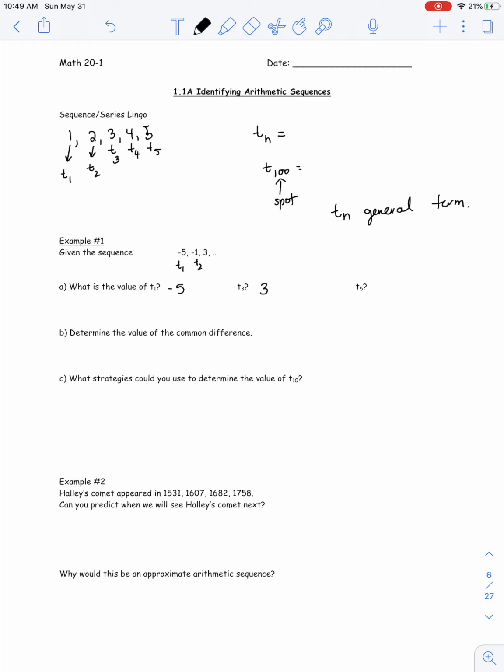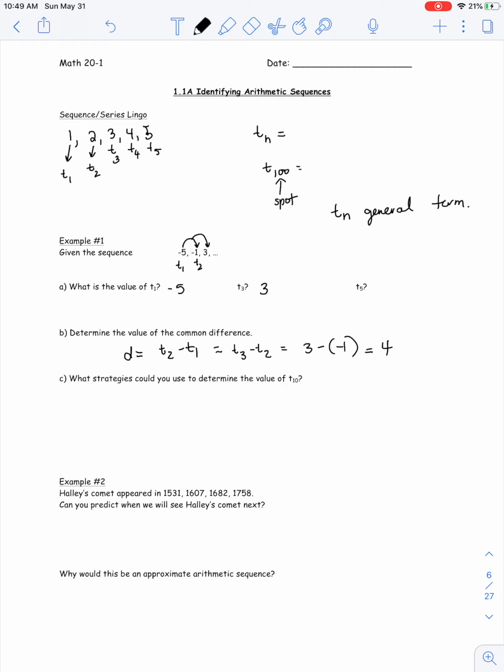So what we could do is figure out what the common difference is. The common difference means, what am I doing to go from one term to the next? So how am I going from -5 to -1? So what you can do to find the common difference is you can take term 2 minus term 1. Or it would also work if you did term 3 minus term 2. So for example, if I took 3 subtract -1, I would get that the common difference, meaning what I'm adding to go from term to term, is the number 4.